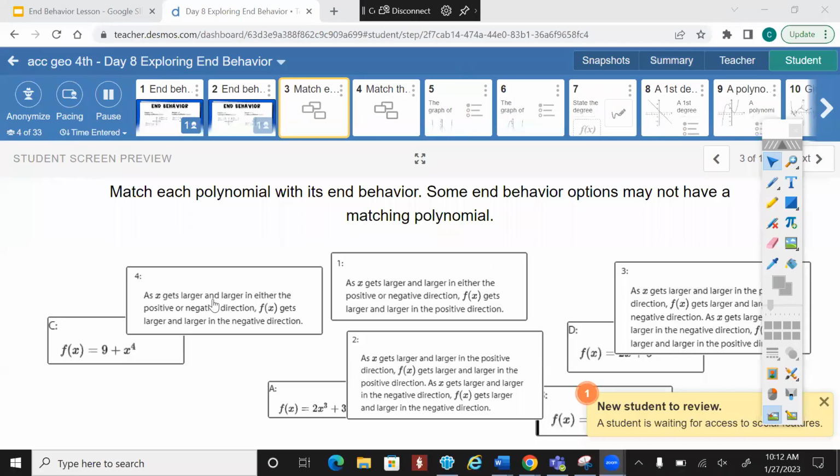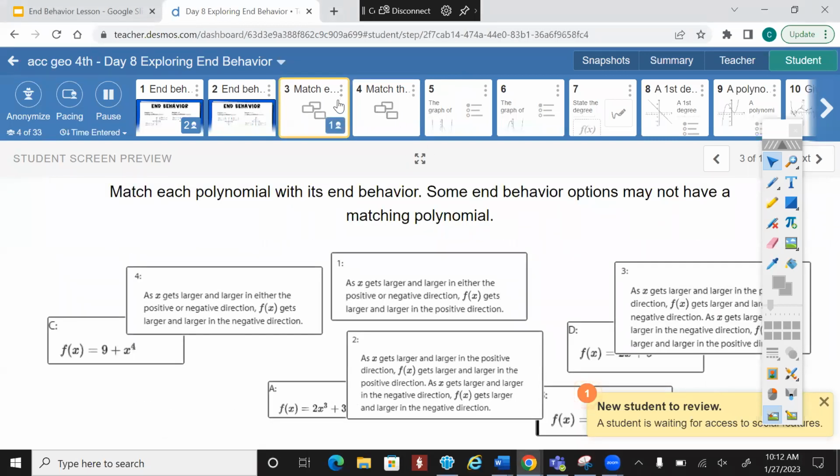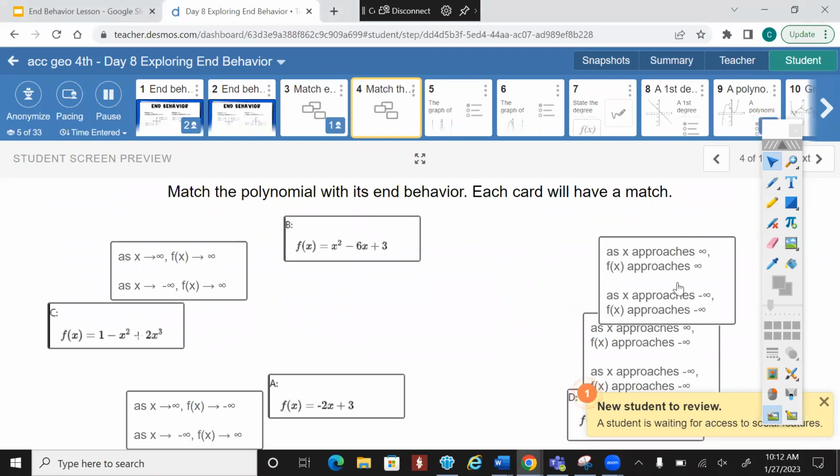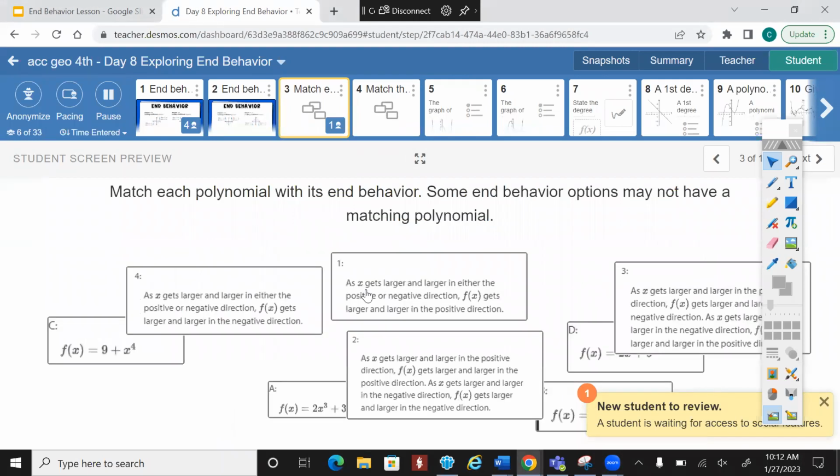Okay, you're going to get some practice with this. With that being said, these matching exercises are definitely going to be helpful because look at how these are written. You have them in the x approaches form, and then you have it written in words. Really quick, if we say as x gets larger and larger in either the positive or negative direction, that's talking about as x approaches positive infinity, as x approaches negative infinity. Both of these are going up. That's what this is saying.